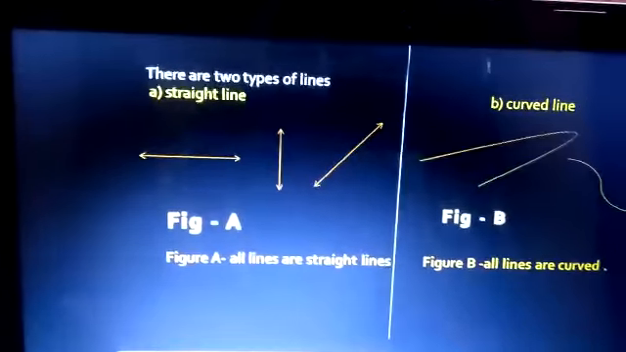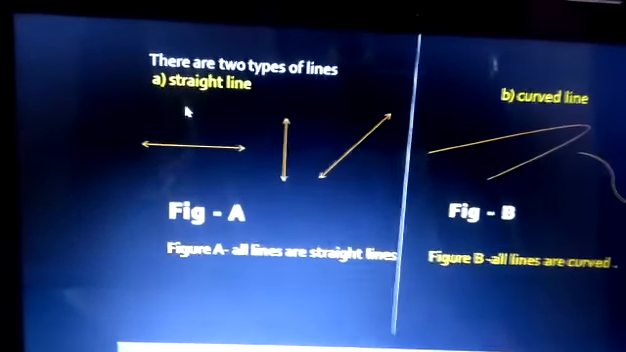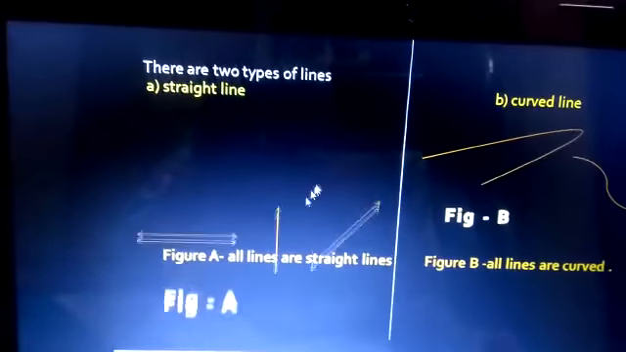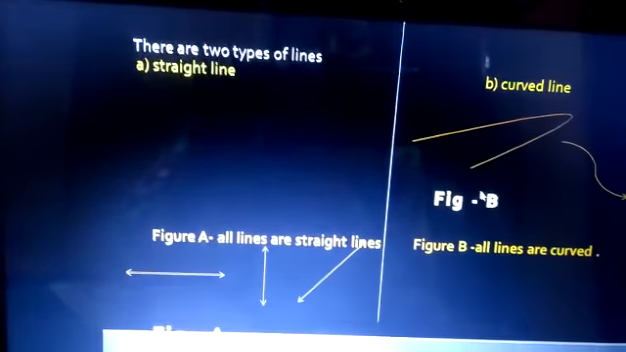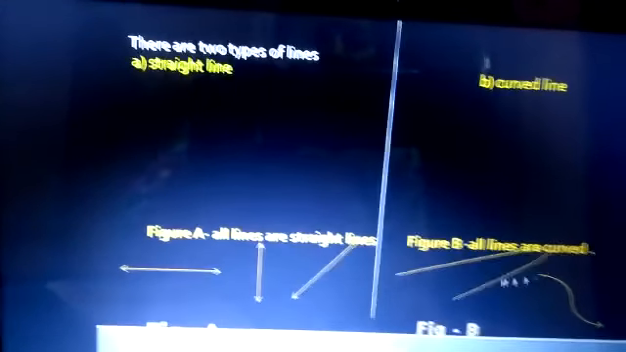Now let me explain, there are two types of lines. First is straight line, second is curved line. Figure A represents the straight lines. These are the examples of the straight line. Figure B represents the curved line. Here the lines are curved.